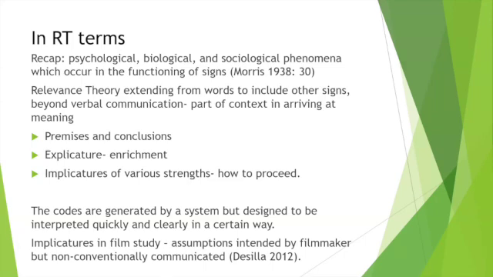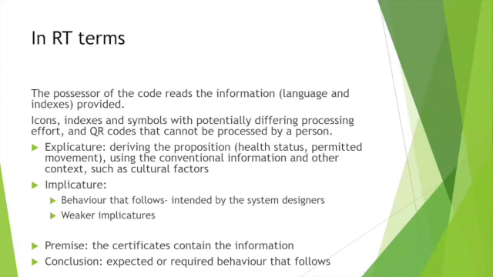understand straight away. Implicature has been used in film study, so assumptions intended by the filmmaker, not conventionally communicated. So there's a citation there. So the possessor of the code reads the information, and the icons, indexes, symbols have potentially different processing effort, and the QR codes can't be processed.